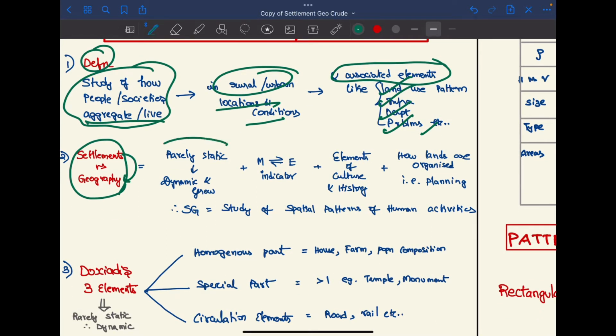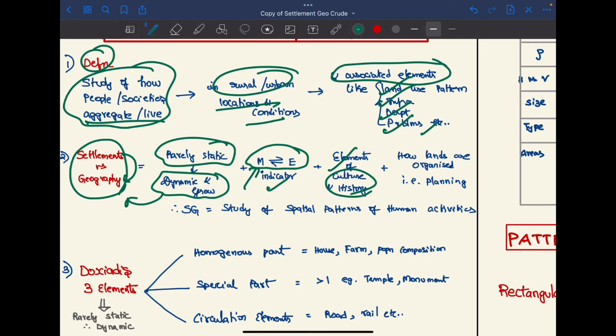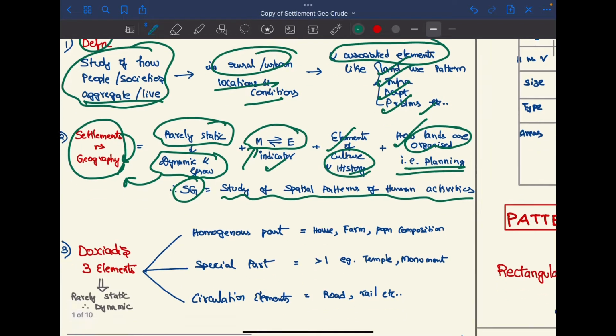First of all, settlements are very rarely static, so they are dynamic and therefore they grow, which is of interest in geographical studies. And the man-environment relationship is a very important theme in geography, and settlement is an indicator of that. Elements of culture and history are there in the settlements, and how lands are planned and organized, that is, land use planning, is there in settlement geography. Therefore, settlement geography is concerned with the study of spatial patterns of human activities.